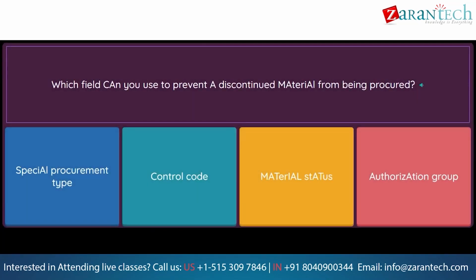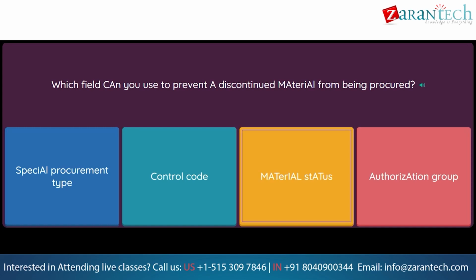Question: which field can you use to prevent a discontinued material from being procured? Option 1: special procurement type. Option 2: control code. Option 3: material status. Option 4: authorization group.